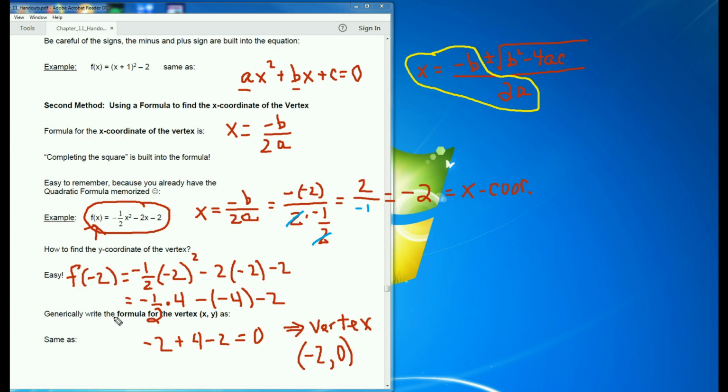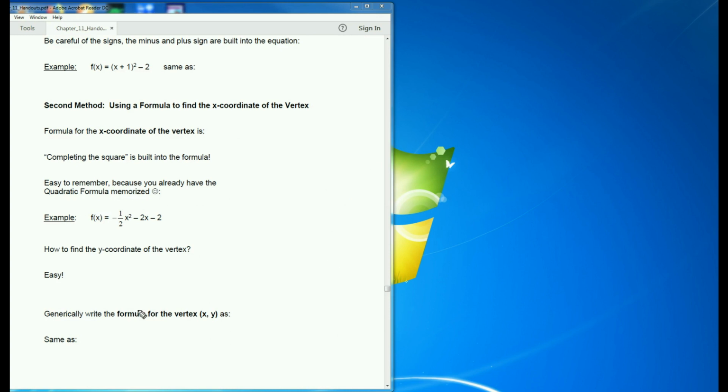All right, I'm going to erase all this so I can finish this at the very bottom here, how to generically write the formula for the vertex. You can generically write it as negative b over 2a. So that's the x-coordinate, and then comma f of negative b over 2a. Like that. So again, that's just describing x, comma, y.